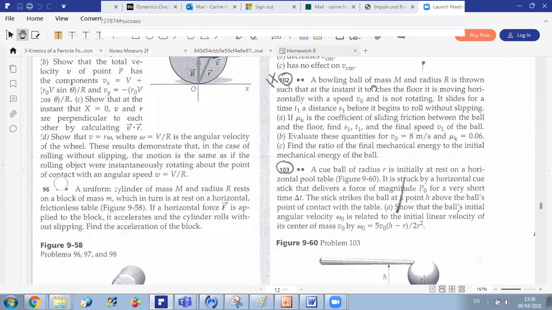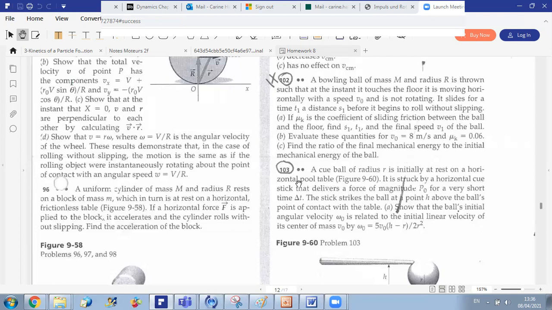A bowling ball of mass m and radius r is thrown such that at the instant it touches the floor, it is moving horizontally with a speed v0 and it is not rotating. It slides for a certain time t1, a distance s1, before it begins to roll without slipping. If mu k is the coefficient of sliding friction between the ball and the floor, find s1, t1, and the final speed v1 of the ball.